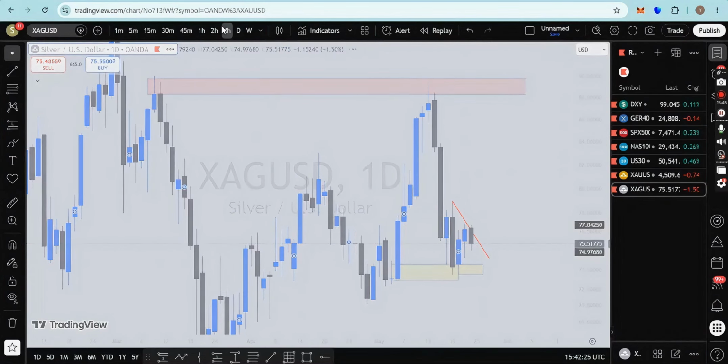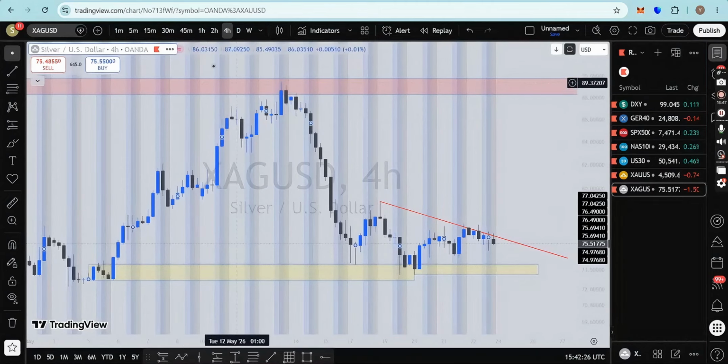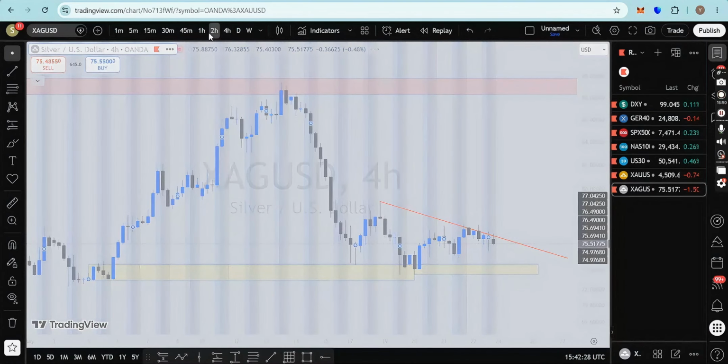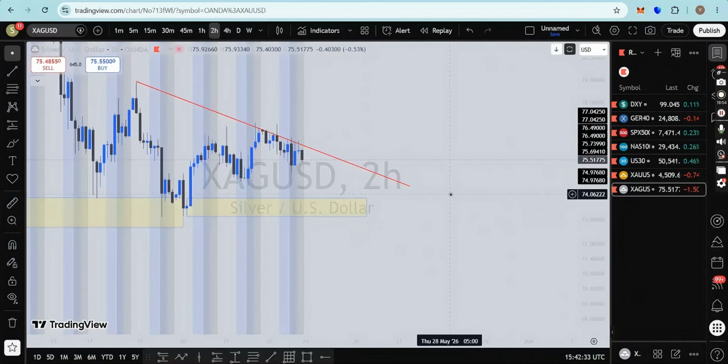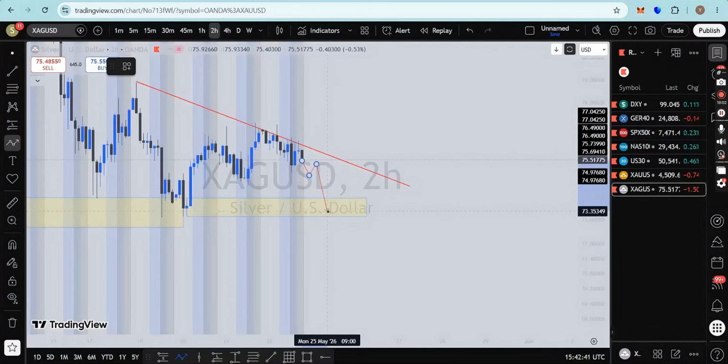I have marked it on the 4 hour time frame. Let's go below. Then I marked it on the 2 hour time frame. What am I looking for? I'm looking for the same price drop into my zone. Price should just drop into my zone, and I go on to the lower time frame to find an entry to buy.